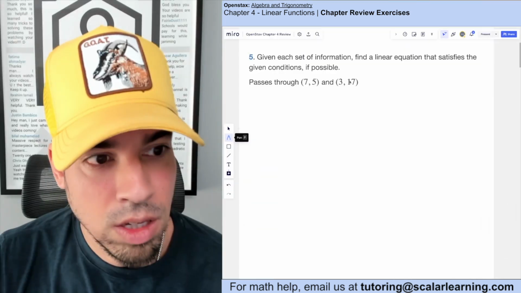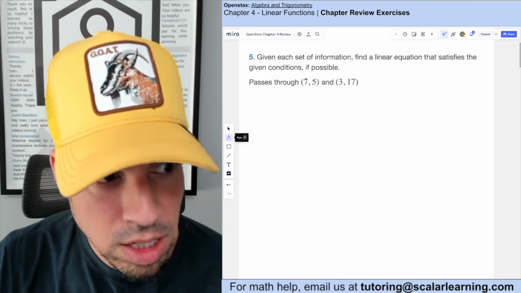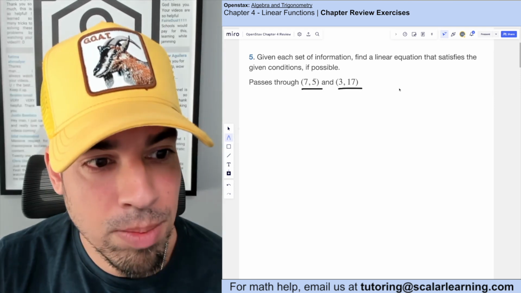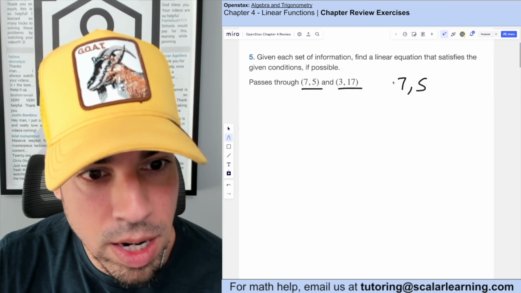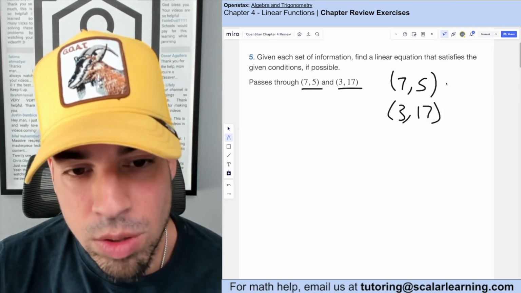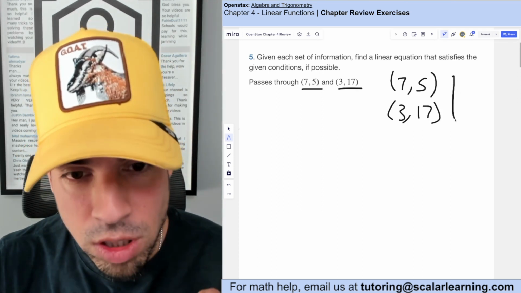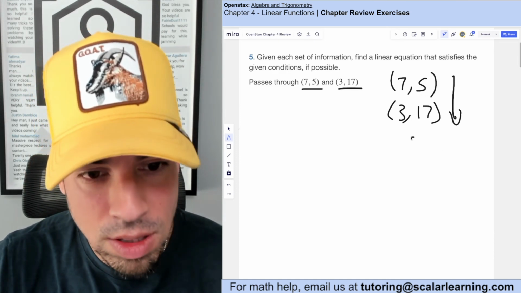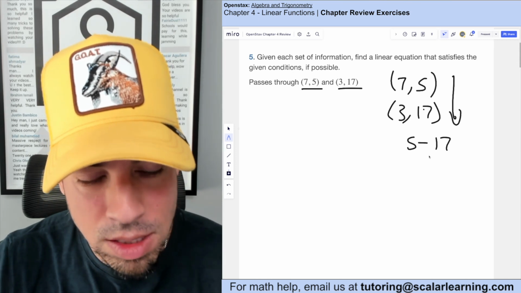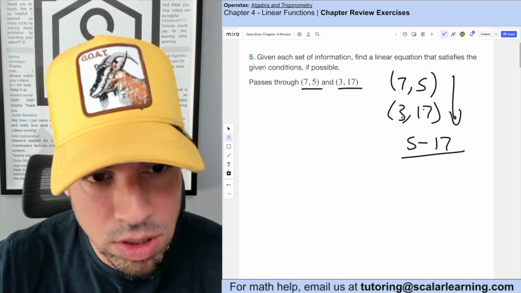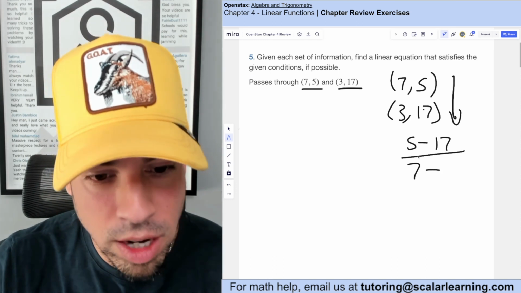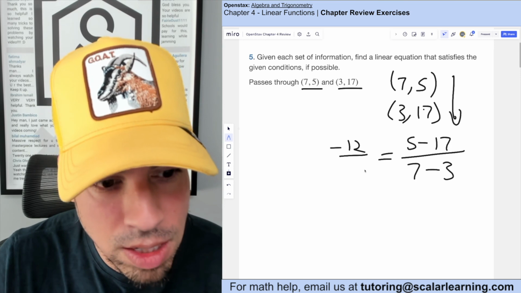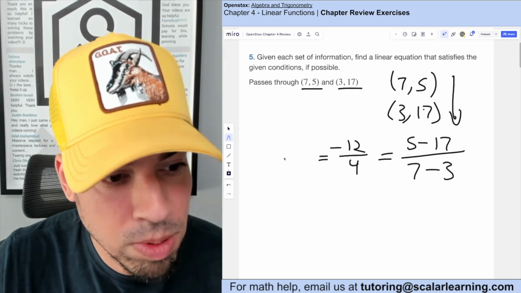Boom, done. Given each set of information, find a linear equation that satisfies the given conditions if possible. Passes through (7, 5) and (3, 17). So the first thing I'm going to do with this is stack the coordinates right on top of each other and calculate the slope. The reason why I like to stack is because then it reminds me we're just going to subtract down for both of these x and y values. And I do the difference of the y values on top, 5 minus 17, rise, over the difference of the x values, run. And notice I'm subtracting down in both instances. So 5 minus 17 is negative 12, 7 minus 3 is positive 4. That becomes a slope of negative 3.